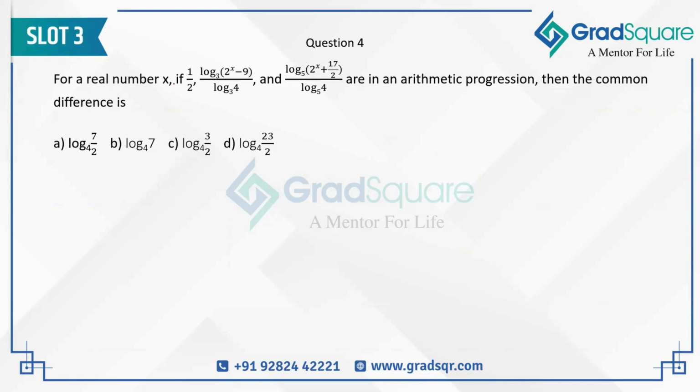For a real number x, you have 1/2, log base 3 of (2^x − 9), and log base 3 of 4, and another term in terms of log, in arithmetic progression. Then what is the common difference? Remember one thing, x is not the value that has been asked. They've asked you the common difference.